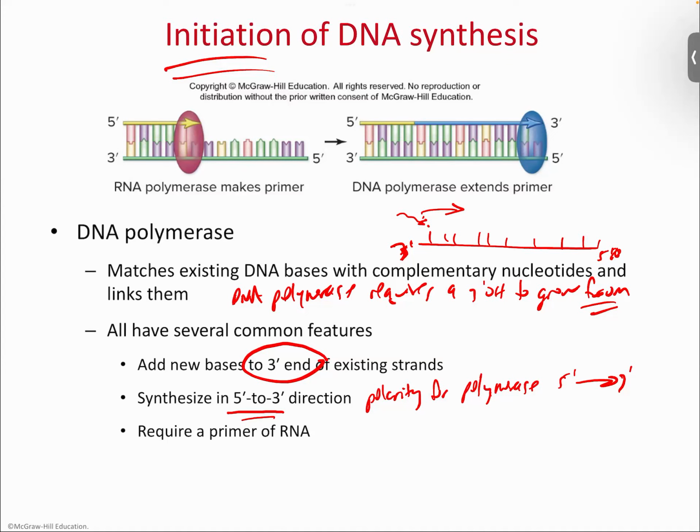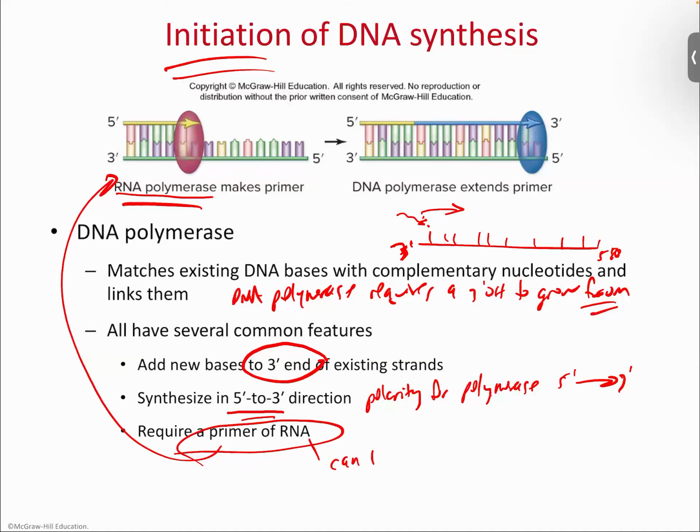So what do you do? You make a primer. So that's basically this particular piece right here. What you do is you start the process off with an enzyme that can lay down nucleotides from scratch. And this basically will make what's called an RNA primer. This is an RNA polymerase. Most RNA polymerases do have the ability to lay down nucleotides from scratch. They're different than DNA polymerases.